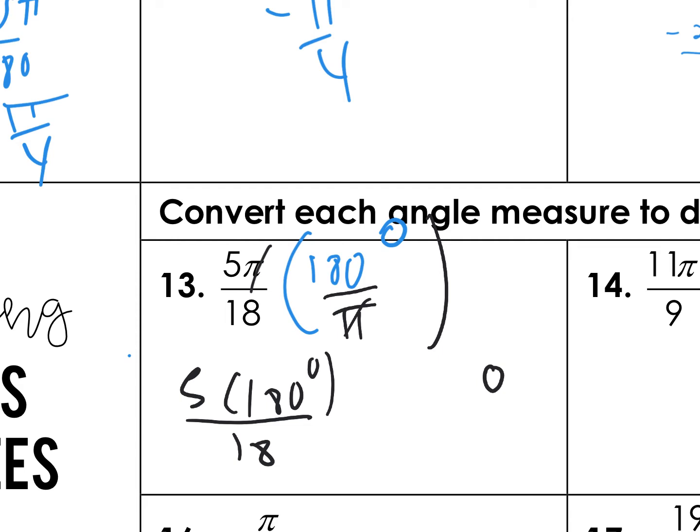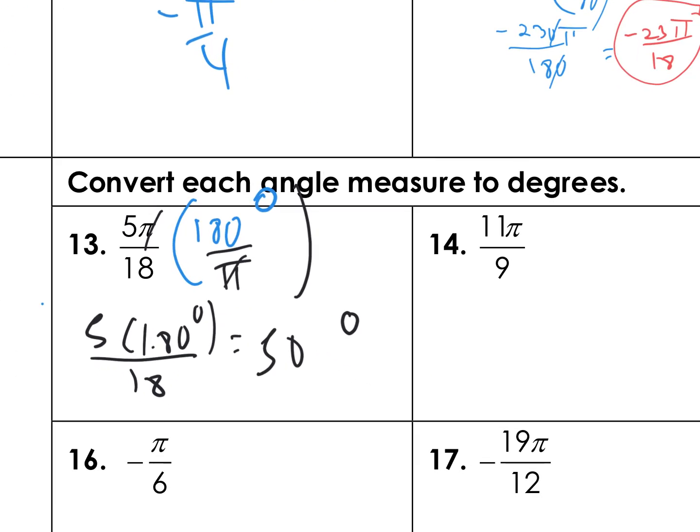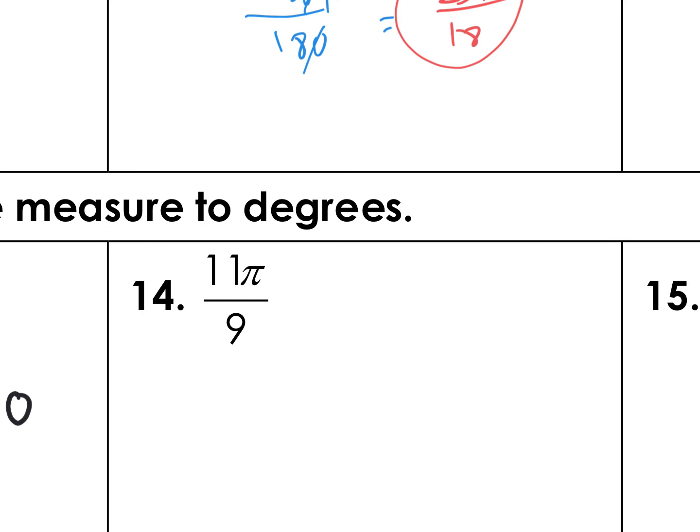I don't care if you reduce it in your head, but I do think 180 divided by 18 is a 10. So the answer is 50 degrees, right? Thank you. Now, how about 11 pi over 9?